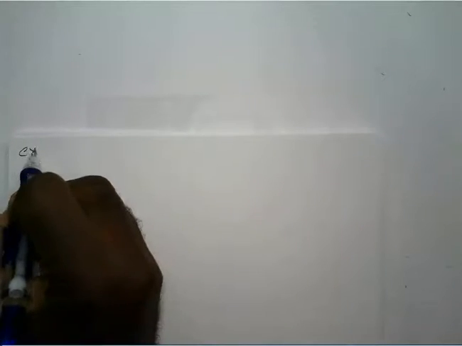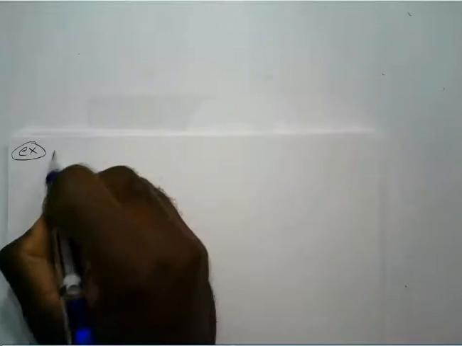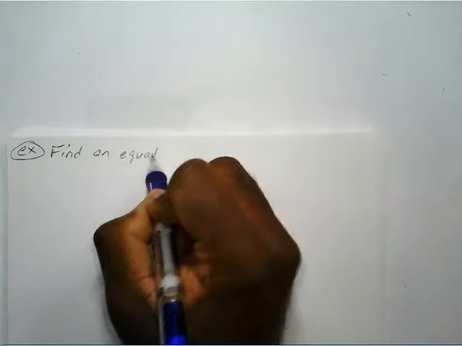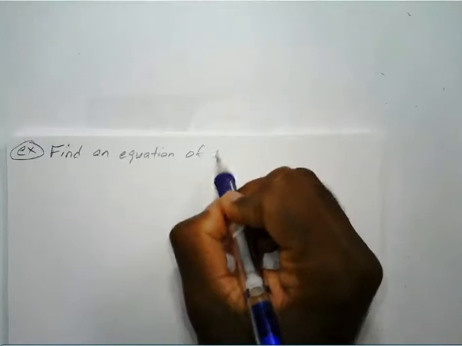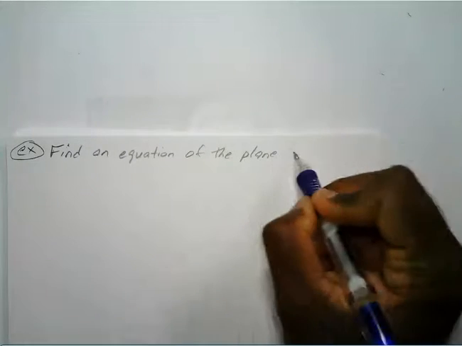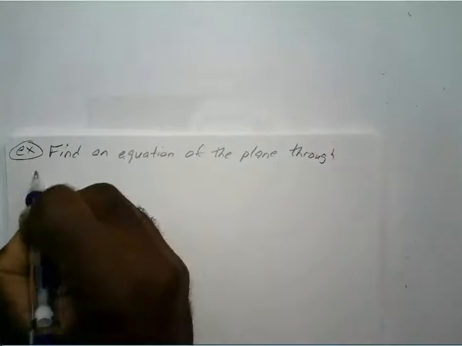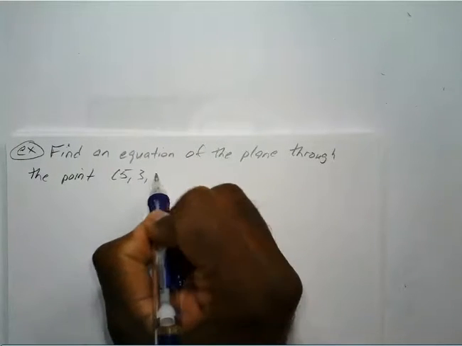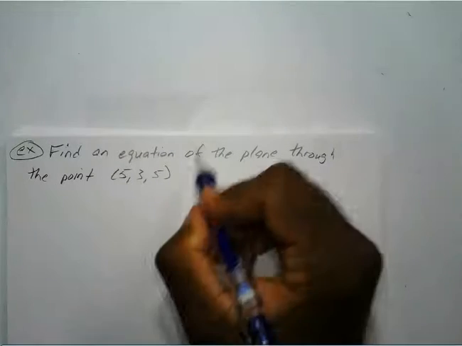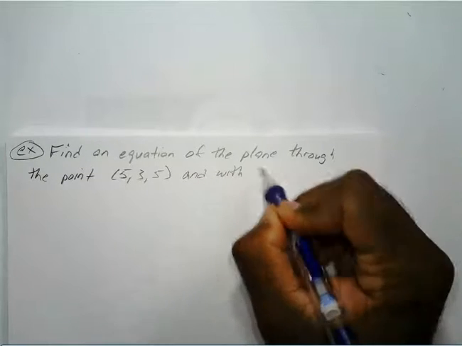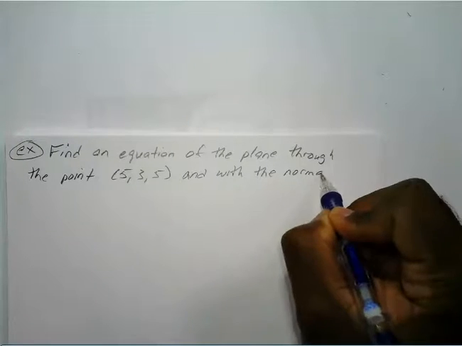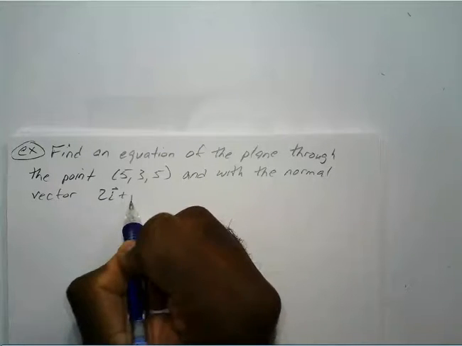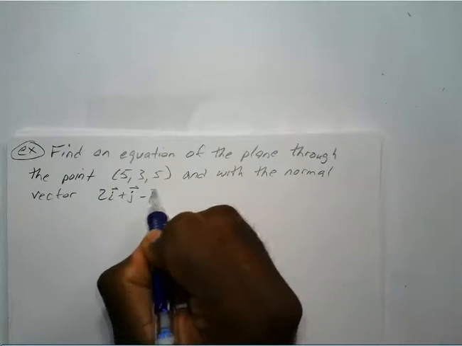Right, so for example, let's say we want to find an equation of the plane through the point (5, 3, 5) and with the normal vector 2i plus j minus k.